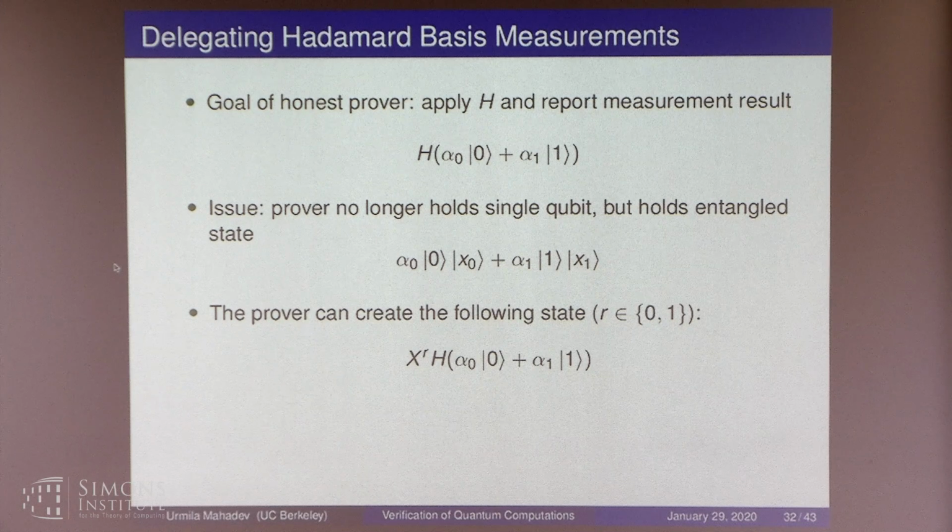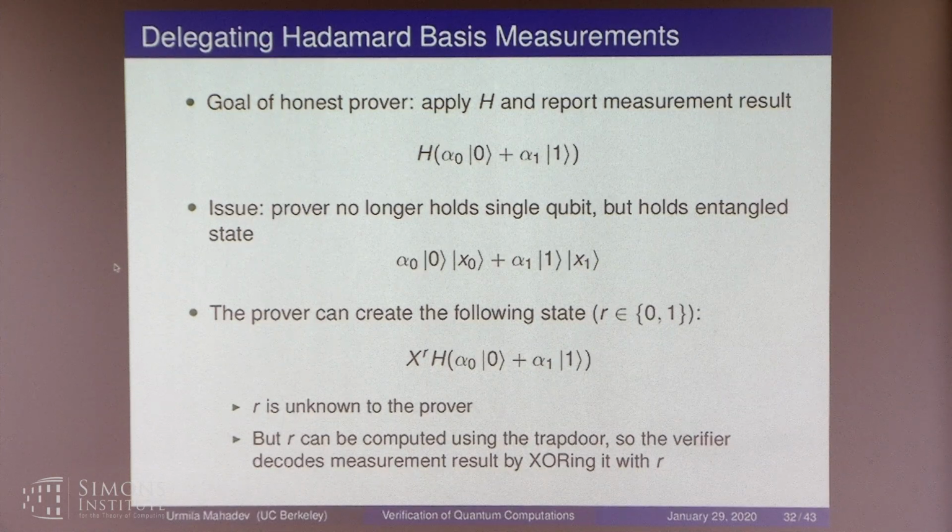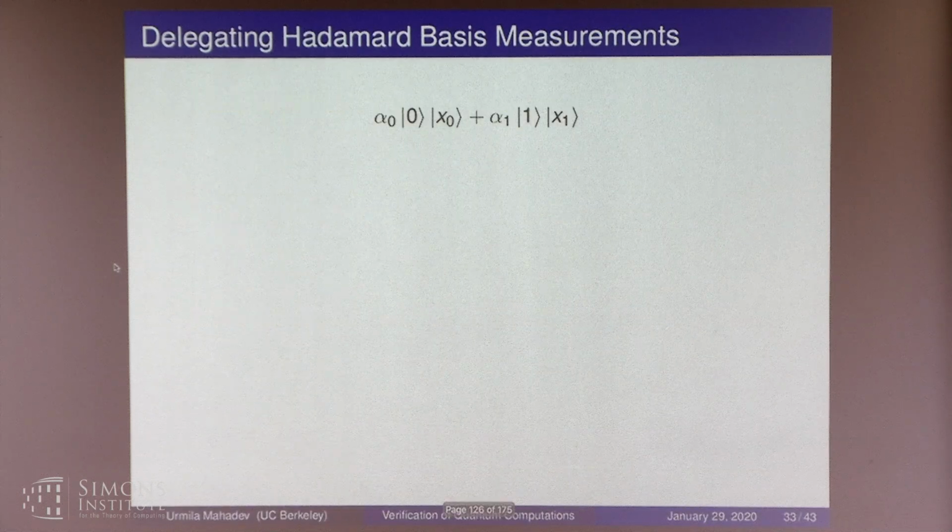So for those of you who might not remember, this X operator is just the Pauli bit flip. So if R is equal to 1, it flips the registers, and if R is equal to 0, it does nothing. Now the point is, R is unknown to the prover. So to the prover, this state doesn't look like anything. But R can be computed using the trapdoor, so the verifier does know R. So what this means is that the prover can compute almost the ideal thing up to something that the verifier can remove.